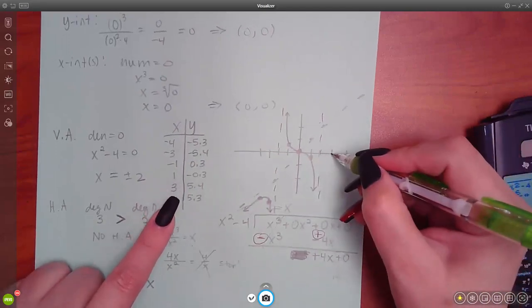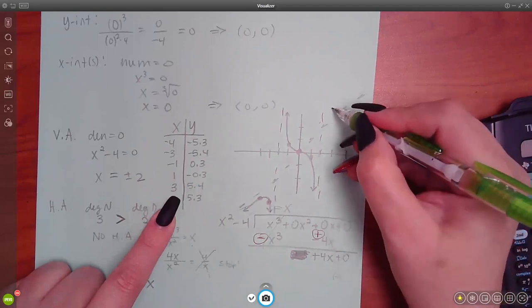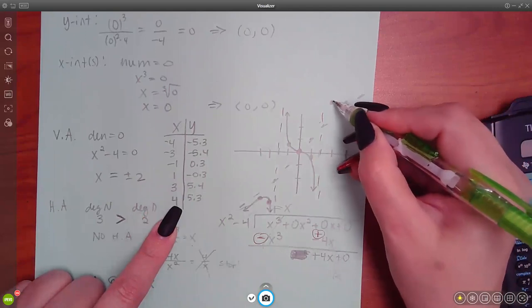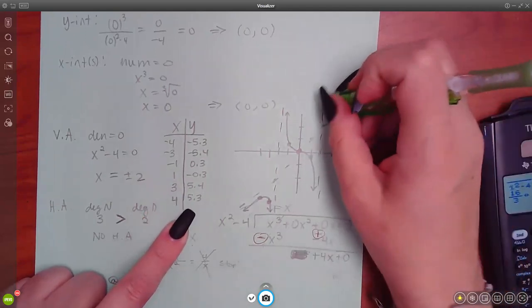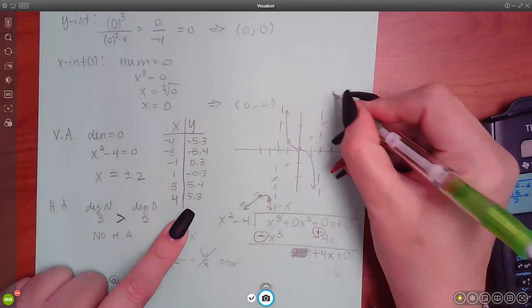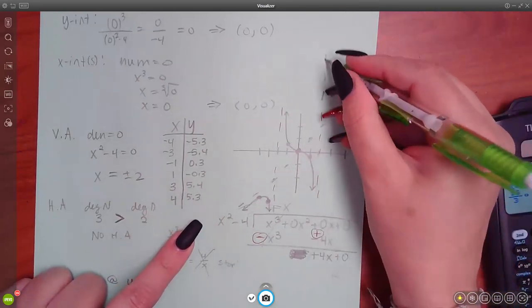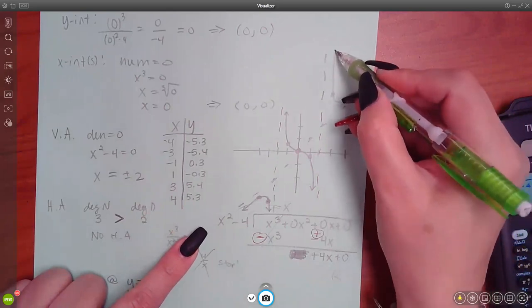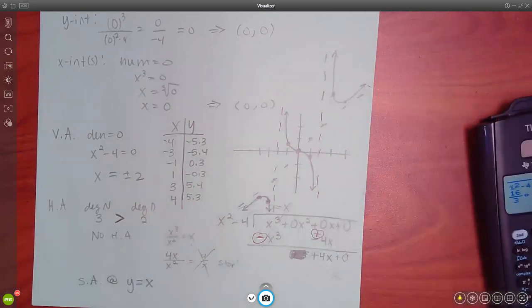And then over here, we have 3 and 5. And then 3 and 5.3 is a little bit lower. So one of these should be a little bit higher than the other. There it goes. So this one looks like it's probably doing that as well. And so now you have a piece for all three sections, right? Let's go see what WebAssign wanted.